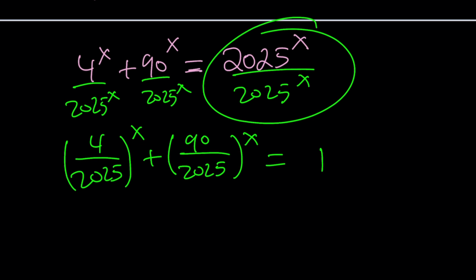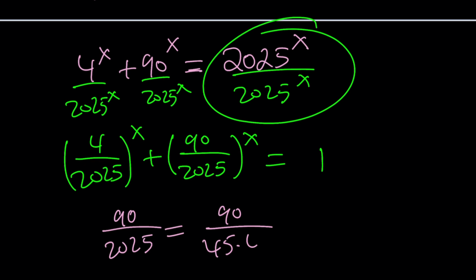Great. But these are very large numbers. I mean, they're not large, but they're small. They're fractions, but the denominator is too large. Wait a minute. We can simplify them. How? Notice that 2025 is 45 times 45. So think about this fraction, right? Write it as 45 times 45. And guess what? 90 and 45 have a common factor. 45 goes into 90 two times. Nice. So this is 2 over 45.